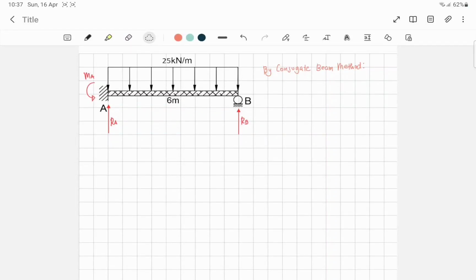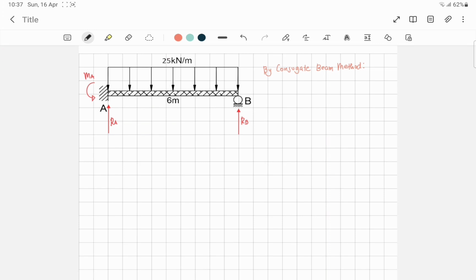For this part of the video, I will discuss the same problem as our problem number 1, but this time I'm going to use the conjugate beam method. Okay, so we have this problem. By the analysis of conjugate beams, we have to first create a moment diagram.